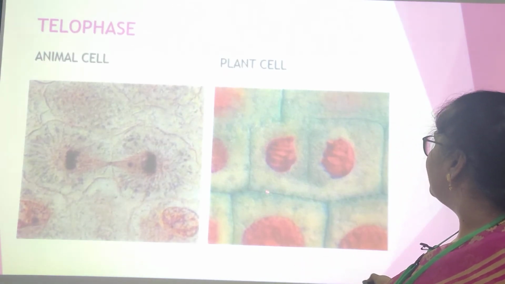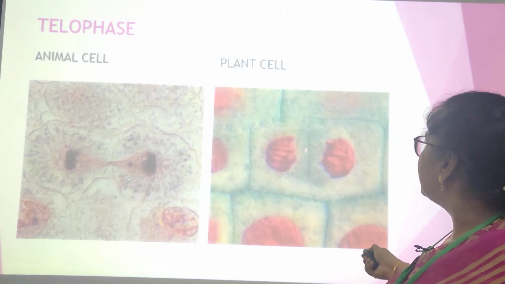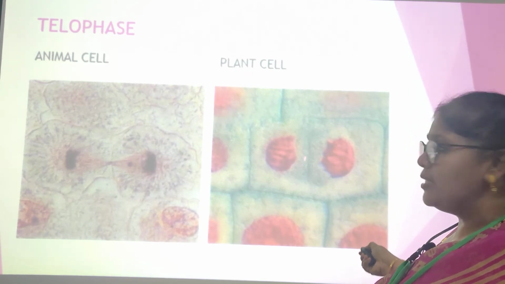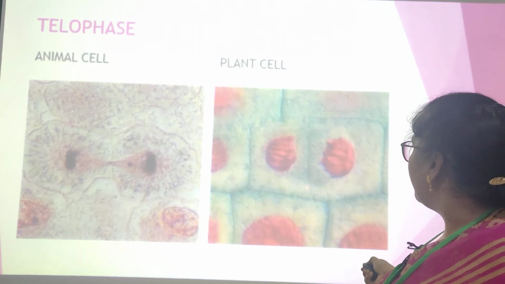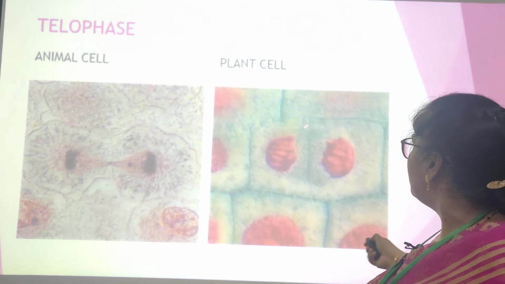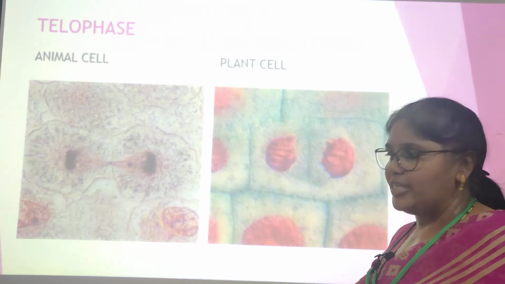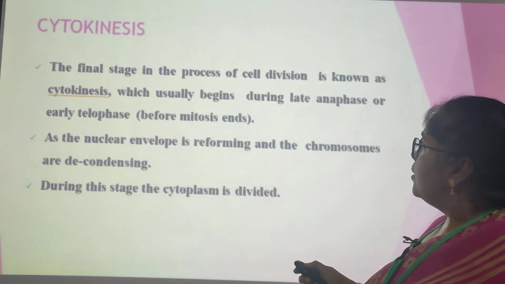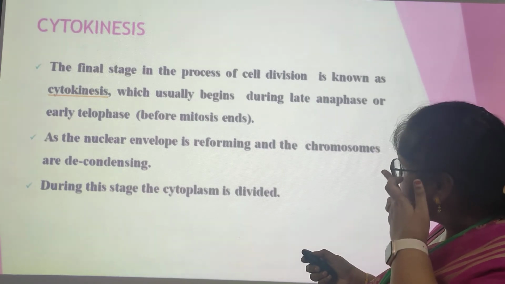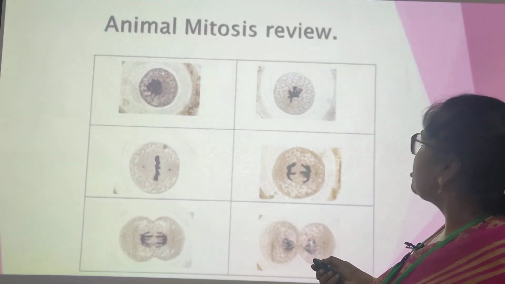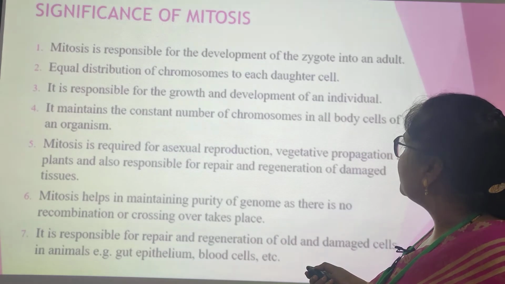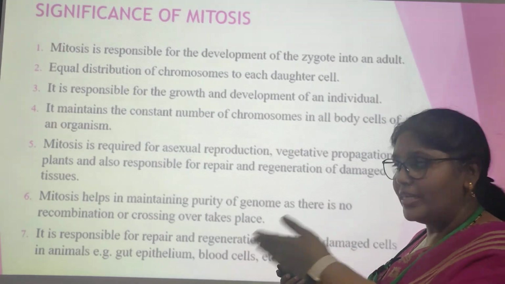You can see here in a plant cell, this is one single cell. You can see the cytoplasmic plate in between. So it is going to get into two different cells, and these are the two nuclei within the same cell. This is the final stage. Next. We have already seen that.